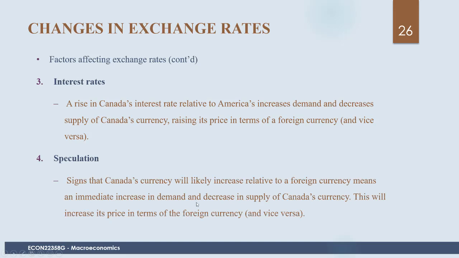Speculation, of course, is also a component of the market. So sometimes, you get these self-fulfilling prophecies. So if there's signs that Canadian currency will likely increase relative to a foreign currency, that means there would be an immediate increase in demand and a decrease in supply of Canada's currency. And so this will increase its price in terms of the foreign currency. So basically you have sort of a self-perpetuating thing going on. If everyone thinks that something's going to happen, they'll behave in a way that will make it happen.